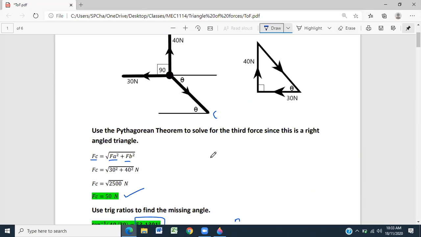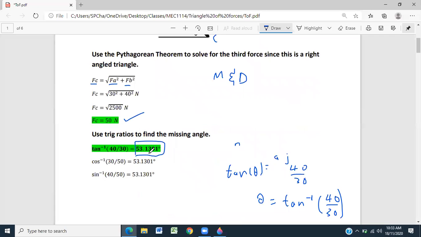So a vector is both magnitude and direction. So the magnitude is 50 newtons and the direction is 53.1301 degrees to the horizontal. And then you just write that out.